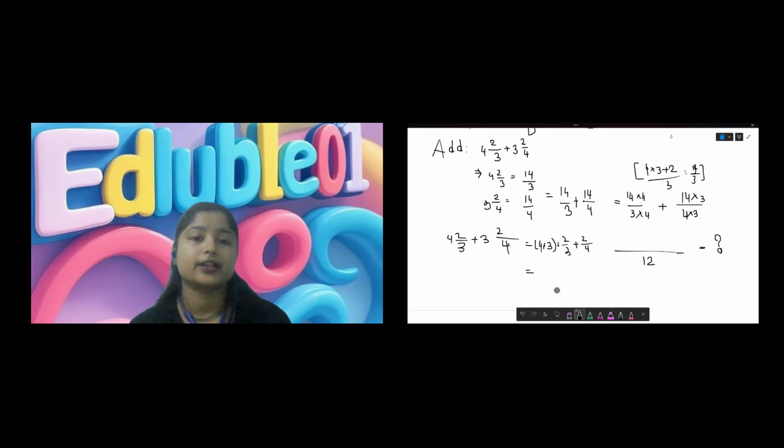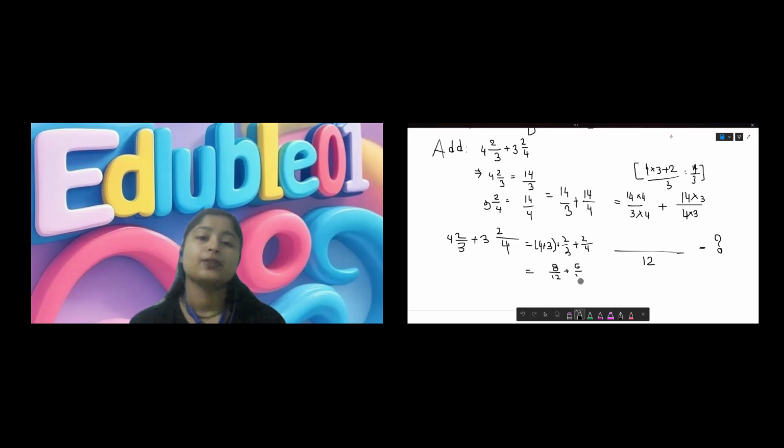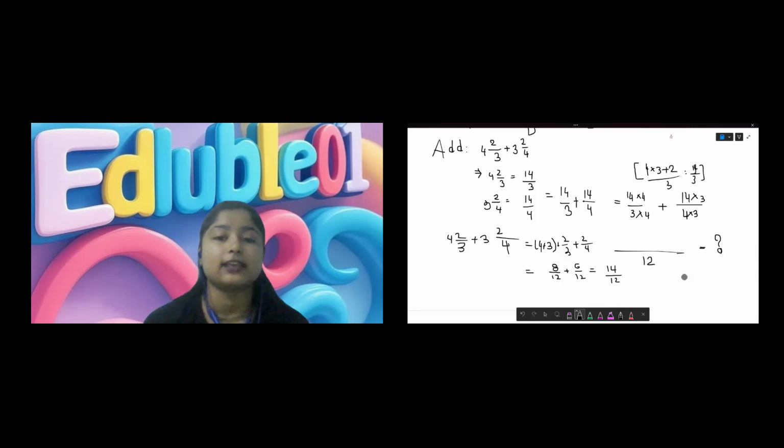So 3 times 4 is going to be 12. And 2 times 4 is going to be 8, exactly. This one is 3 times 2 is going to be 6 and 4 times 3 is going to be 12 only. So 8 plus 6 over here, 14 over 12, right? 14 over 12. And the earlier 4 plus 3 was 7.